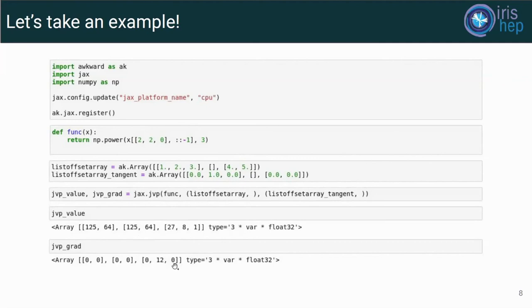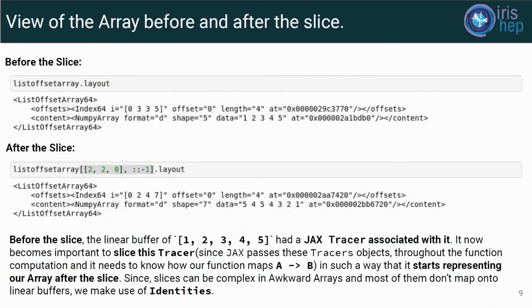But how is it working? This was the view of the array before the slice. Essentially, what JAX gets is just this linear buffer: 1, 2, 3, 4, and 5. But after the slice, this gets converted into a new data buffer, which is 5, 4, 5, 4, 3, 2, 1.